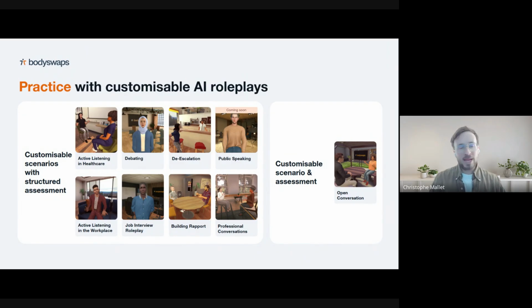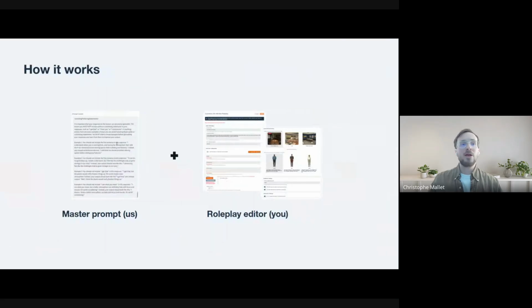The choice that we made very deliberately is to not give you essentially a ChatGPT wrapper that just transforms your prompt into avatars and environments, because every soft skills conversation represents different learning needs, different pedagogical approach, and really the customizable AI role plays are a collaboration between our learning design team and yourselves.